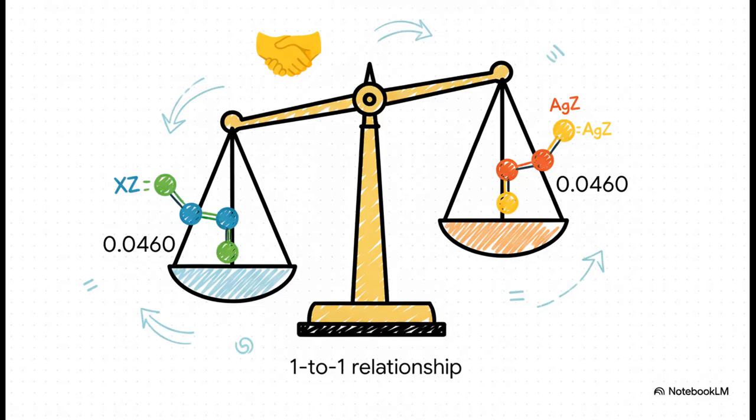And you know what's really beautiful about this reaction? Its simplicity. The equation shows a perfect 1-to-1 relationship. So for every 1 mole of XZ we start with, we get exactly 1 mole of AgZ. Since we already know we have 0.0460 moles of XZ, well, we have to have produced 0.0460 moles of AgZ. No complicated math needed. Gotta love that.